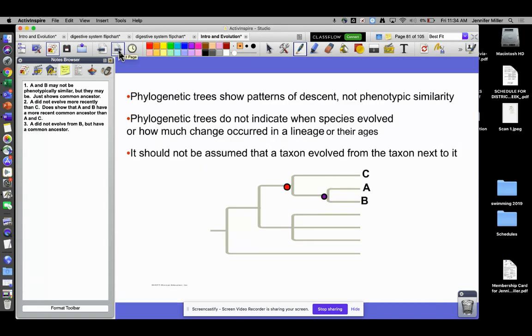The other thing here is that it shows patterns of descent. It doesn't show similarity. These two things, like my mushroom and my human, are very different from one another. But it shows that they have a more recent common ancestor than my plant does. It doesn't tell you when they evolved or how long they've been evolving. This is not necessarily time. It's just showing that these had a common ancestor at some point and have now branched off. These A, B, and C have a common ancestor back here. That's all it's showing: common ancestry.